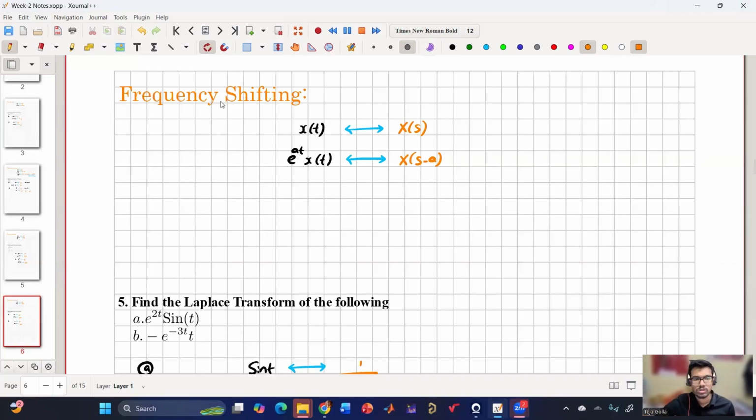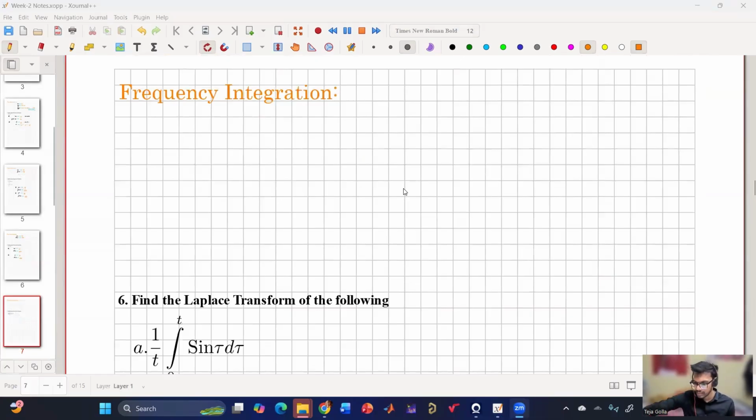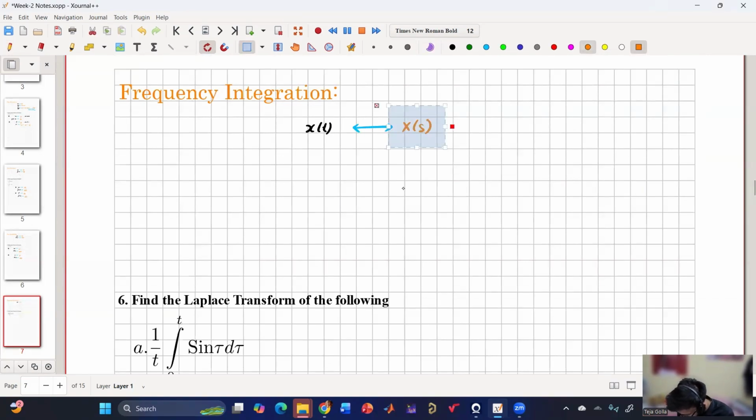Yes, sir. Yes. So we can kind of correlate this as well as that. Now coming to frequency integration. So similar to time integration, we have frequency integration. So we have x of t, then we have x of s. So now frequency integration is slightly different. It is integral s to infinity x of u du. In that case, it will be x of t by t.